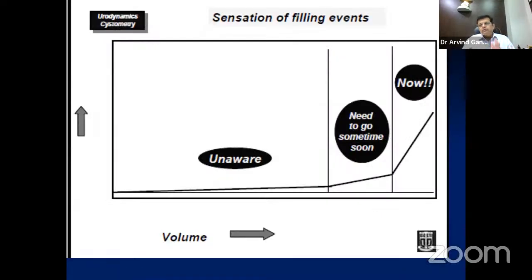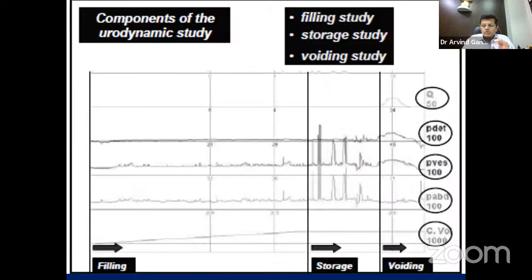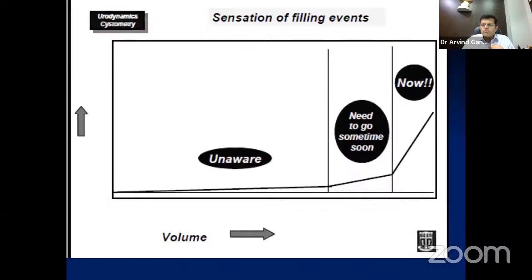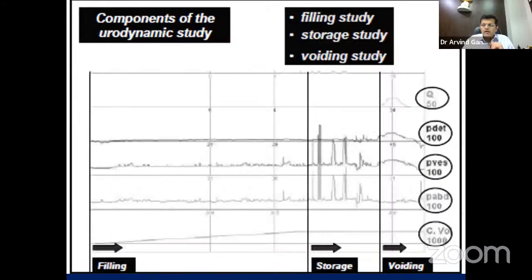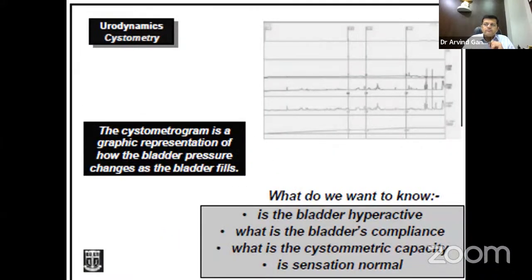If you interpret it in physiological terms, or say in practical terms, the filling phase is wherein the patient is unaware that the bladder is being filled up. Need to go sometime soon is the time in between the cystometric capacity and a strong desire or a normal desire. And now the voiding phase is the time wherein the patient says he has a bursting feeling to go and pass urine, and now is the time where he wants to void. So these are the two comparisons. Unaware, that is the filling phase. Storage is need to go sometime soon, and voiding is now he has to go and void.